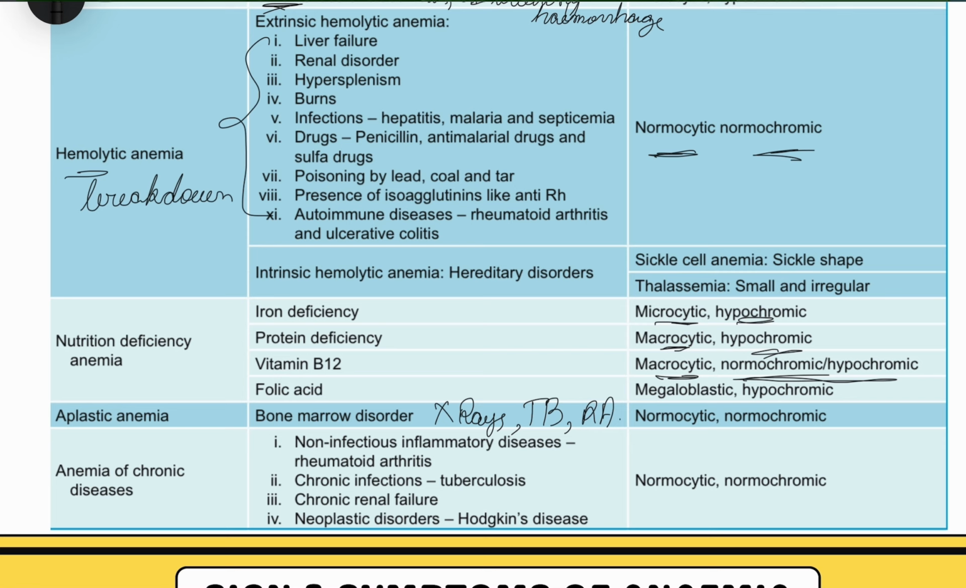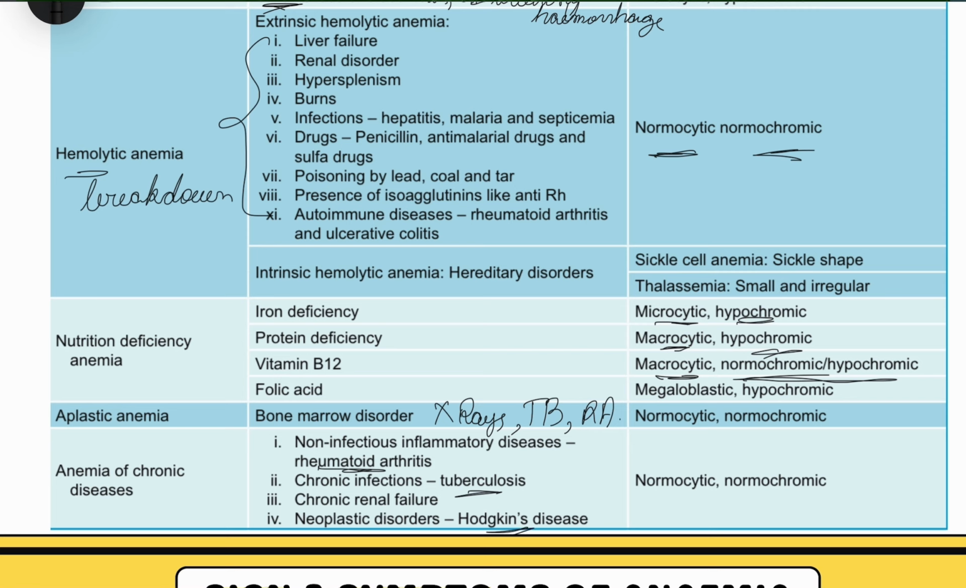That is why it is normocytic, normochromic. Next, anemia of chronic diseases. It is caused in certain conditions such as non-infectious inflammatory diseases, that is rheumatoid arthritis, chronic infections such as tuberculosis, chronic renal failure, neoplastic disorders such as Hodgkin's disease.